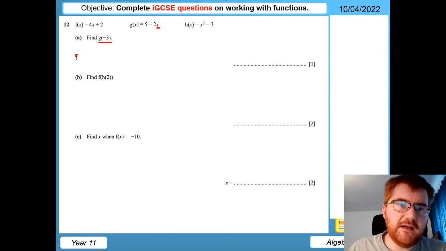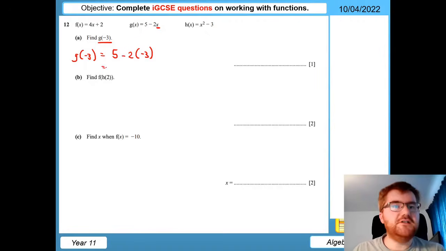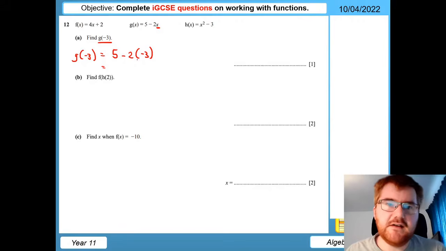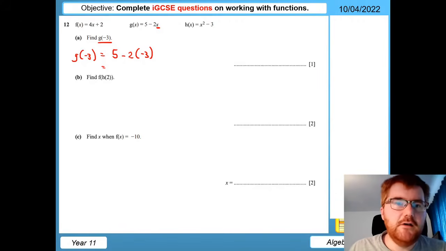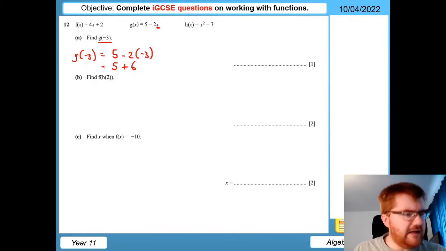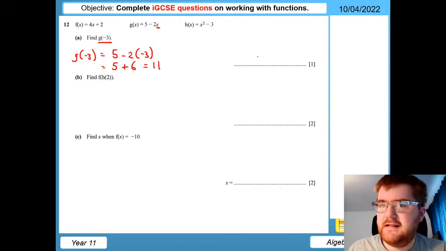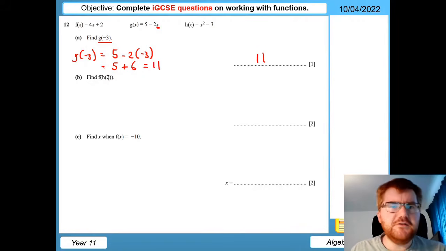So I'm going to copy out our g function, and wherever I see an x, I'm going to put a minus 3. And then we just use our normal BIDMAS to work this out. Remember, multiplying comes before subtraction. So minus 2 times minus 3 is equal to positive 6. Just be careful with those negative numbers. And then 5 plus 6 is equal to 11. And then we're on to this next question.